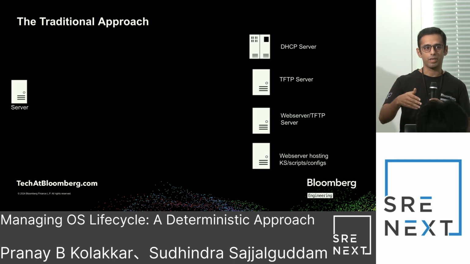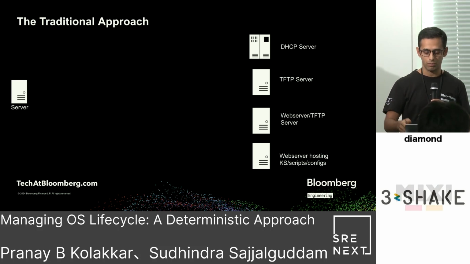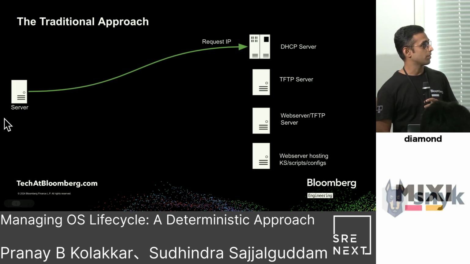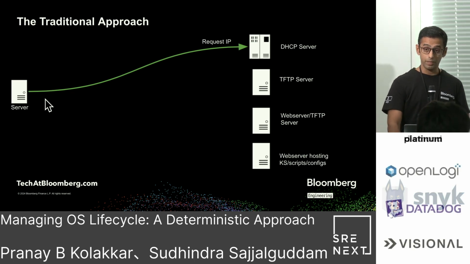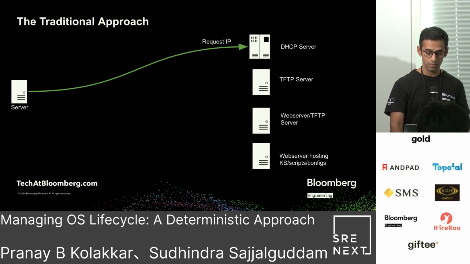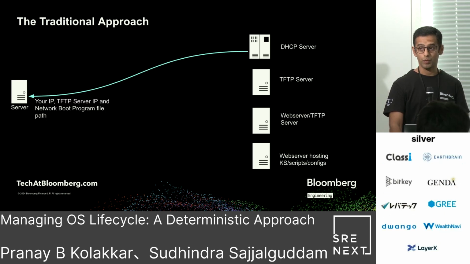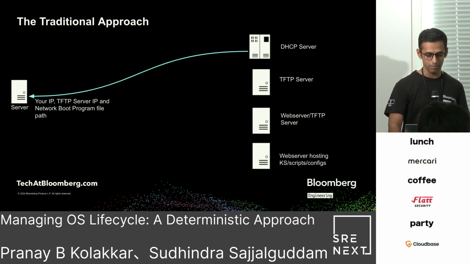We'll break down the entire mechanism into pieces and explain where we are making changes with this new approach. The server in question is the machine that needs to be built. Assuming that it has been allocated the IP and the machine comes up in the data center environment, it's going to request the IP from the DHCP server. The DHCP server responds back with the IP address for the host, the TFTP server IP address, and the NBP, the network boot program location.